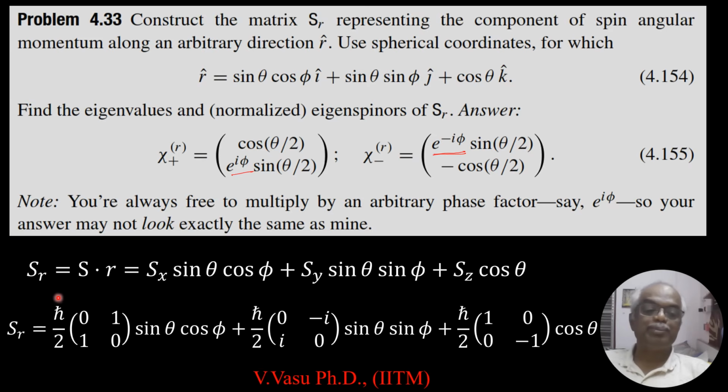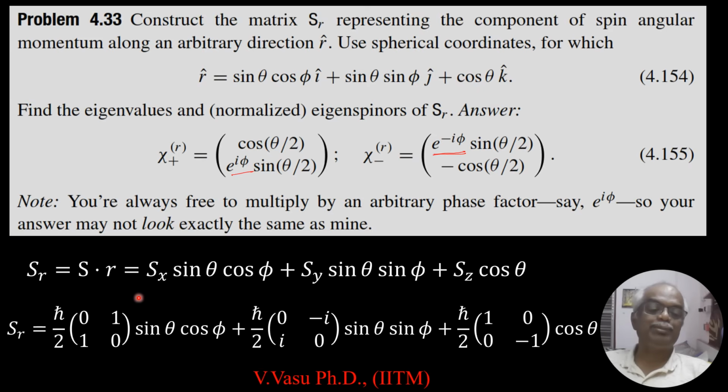The spin angular momentum along the r direction is, by definition, S dot r, a dot product. Here S is (Sx, Sy, Sz), that is the spin matrices along the x, y, z directions. So Sx is multiplied by the component along the x direction, that is sin θ cos φ, and along the y direction Sy times sin θ sin φ, and along the z direction Sz times cos θ.